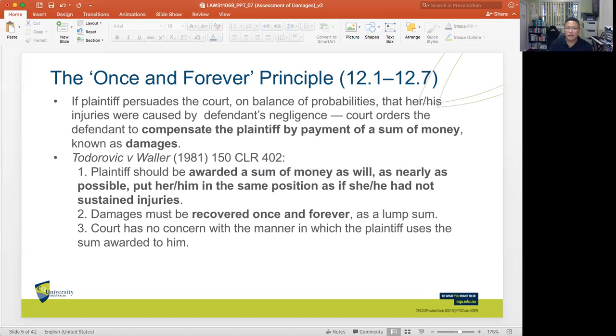And two, the courts don't have any concern how the plaintiff eventually uses the sum of money awarded to him or to her, following the case of Todorovic versus Waller.